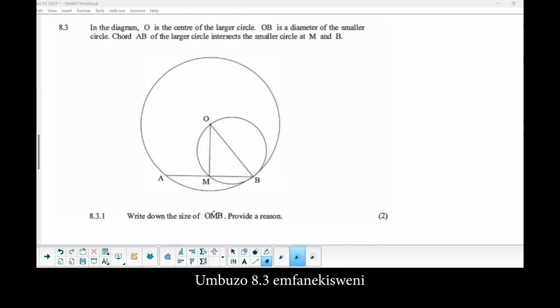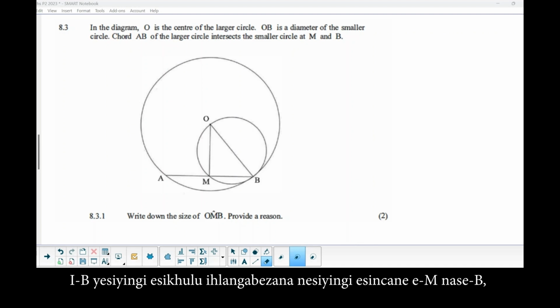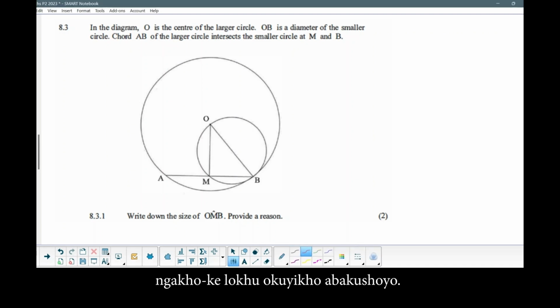Question 8.3. In the diagram, O is the center of the larger circle. OB is a diameter of the smaller circle. Chord AB of the larger circle intersects the smaller circle at M and B. So this is basically what they're saying. Here's the big circle. That circle has a center O. Here's the little circle. It has the diameter given to us. And then we have a chord AB that intersects both circles.